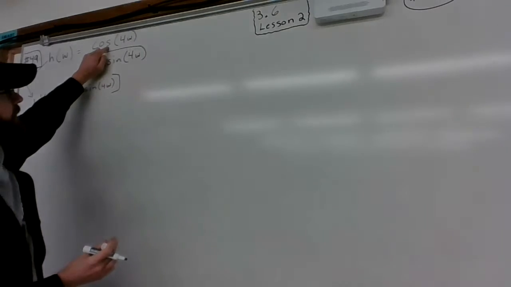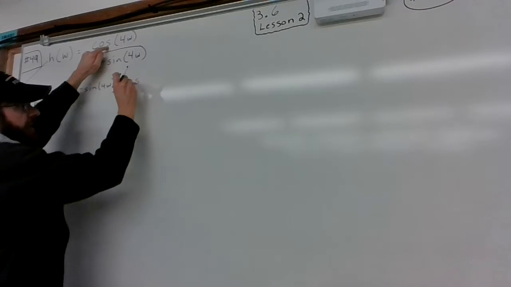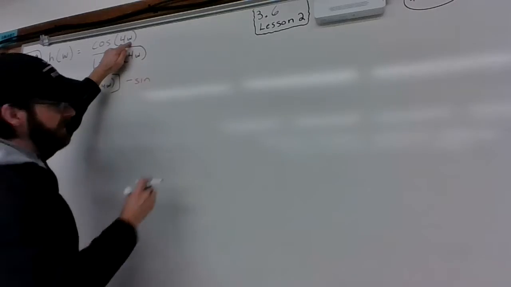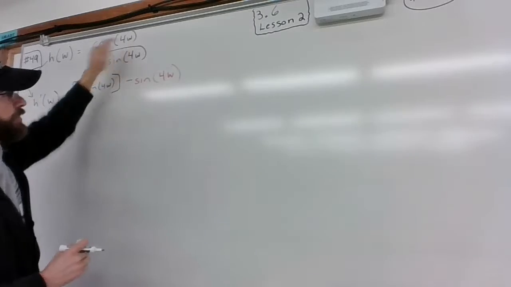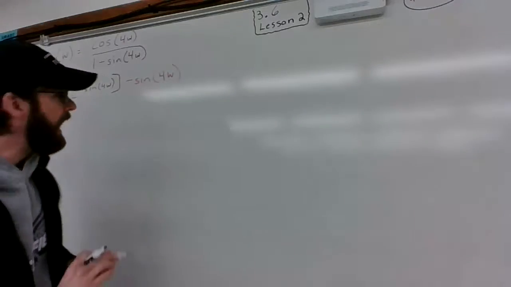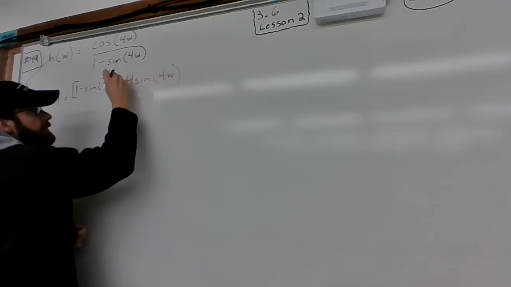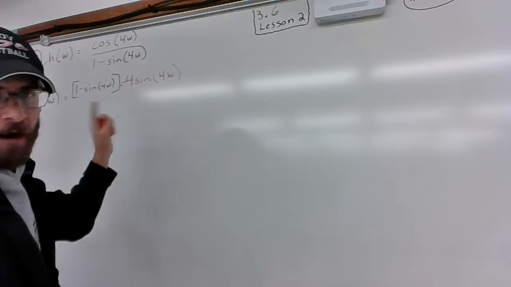So the top has an outer function of cosine. The derivative of cosine is negative sine, and you have to keep whatever angle it is. Now you multiply by the derivative of the inside, which is just 4. I'm going to put the 4 out front like this to avoid another rewrite. Okay, so there's negative 4 out front right there.